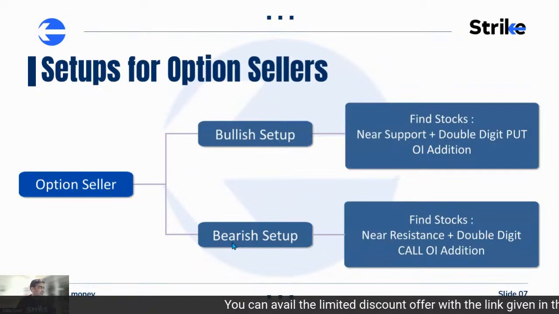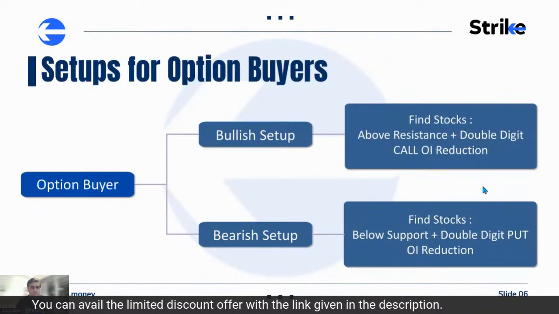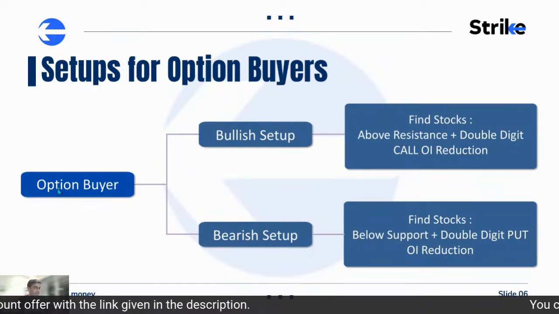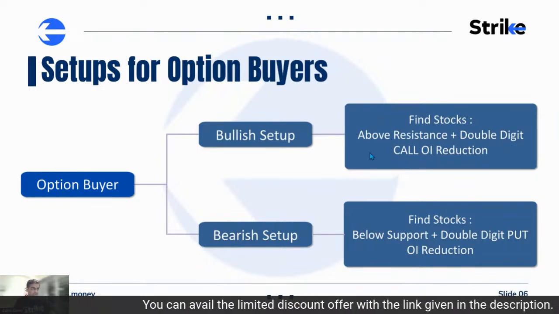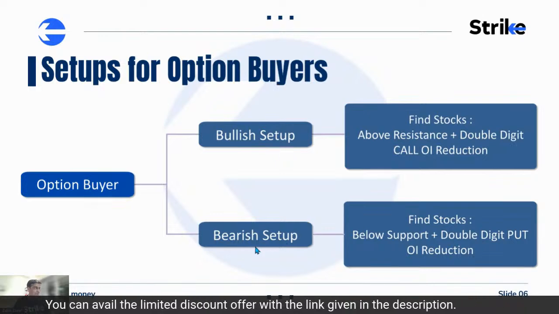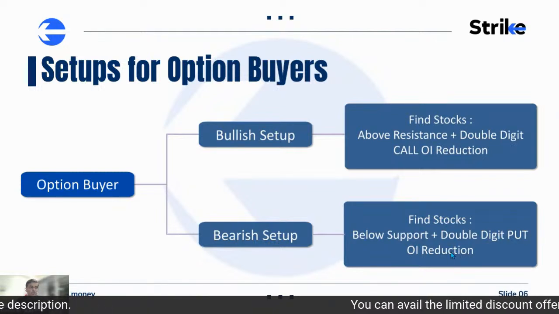Okay, so a setup for option buyers, I would say. If you are bullish, find stocks above resistance plus a double digit call OI reduction. If you are bearish, meaning you want to buy a put option, find stocks which are below support and there is a double digit put OI reduction.